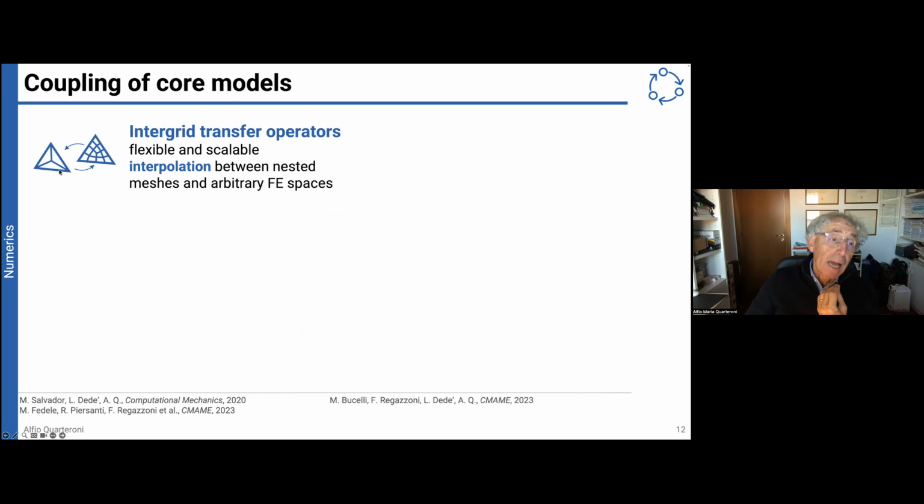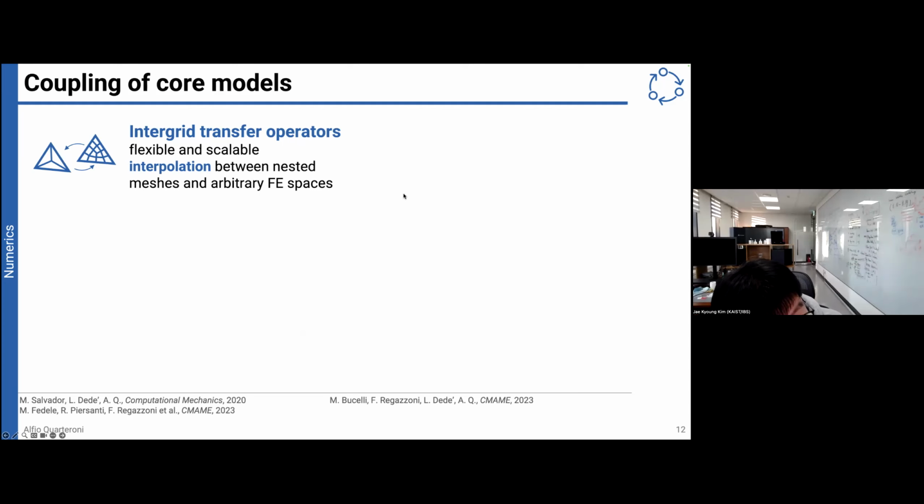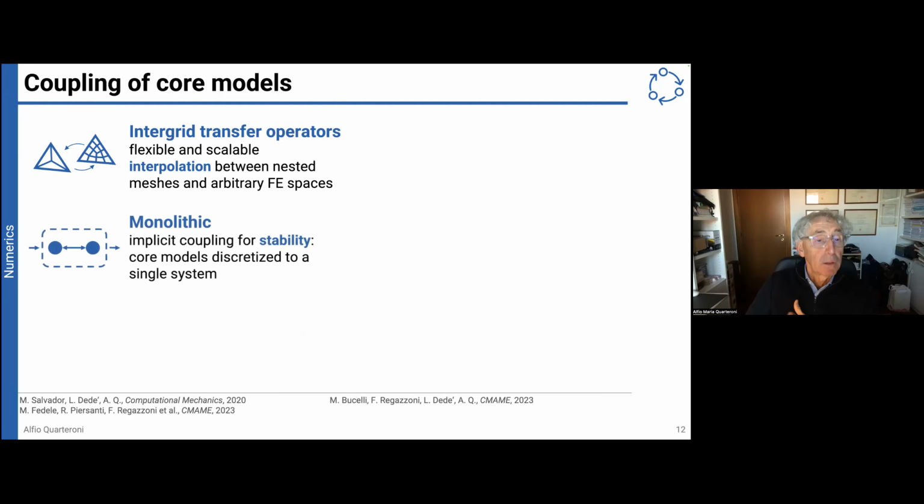We have to approximate our different variables with different finite elements or spectral elements or isogeometric analysis, different types of numerical methods that live on different grids and that are expressed by polynomial degrees of different orders. So we need operators that can easily go from one grid to the other and from one polynomial degree to another polynomial degree. And they should be very quick in order to be affordable.